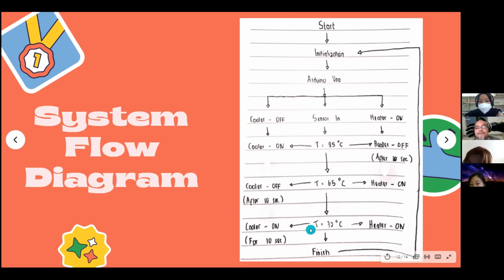When the temperature reaches 72 Celsius, the cooler will turn on for 10 seconds and then turn off. And the heater will still be on, which means it will go back to the initialization and wait until it reaches 95 degrees. So that's basically the system flow diagram that we want to make.